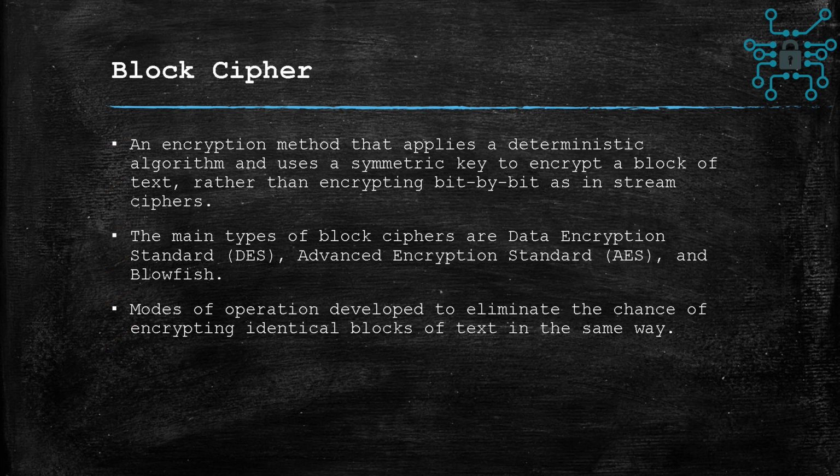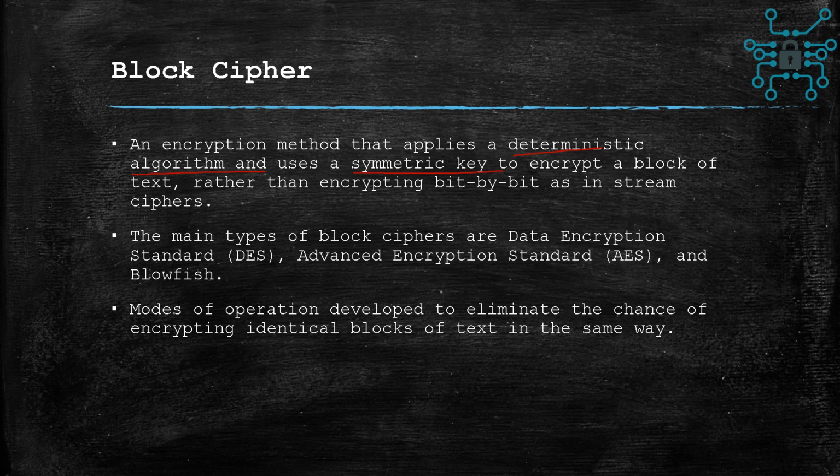In cryptography, a block cipher is an encryption method that applies a deterministic algorithm along with a symmetric key to encrypt a block of text, rather than encrypting bit by bit as in stream ciphers. A deterministic algorithm is an algorithm which, when provided with a particular input, will always produce the same output. The machine always passes through the same sequence of states. Deterministic algorithms are by far the most studied and most familiar kind of algorithm, as well as one of the most practical, since they can be run on real machines efficiently and effectively.